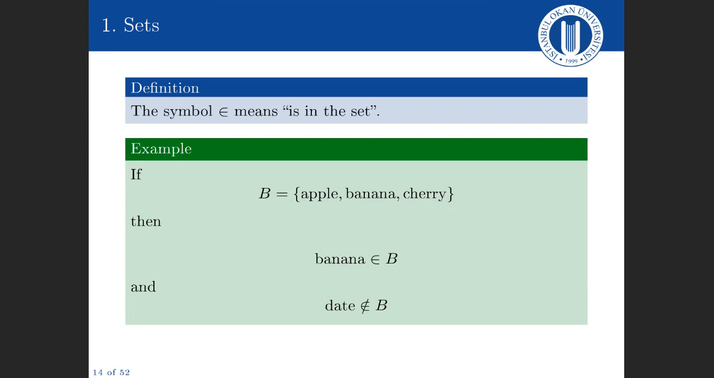This symbol, which looks a little bit like a letter E, means is a member of the set, or is in the set. So for example, if we take the set B from the previous slide, the set containing 3 fruits, we can say that banana is in this set, but date is not in this set.